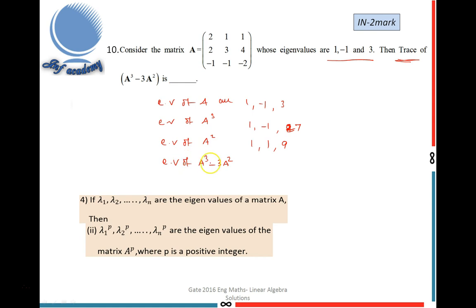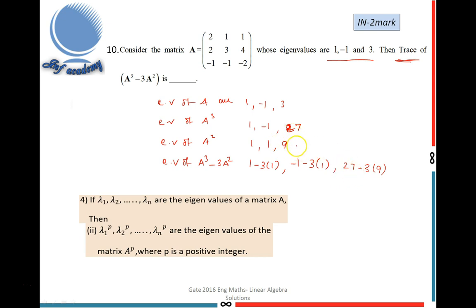So first I find the eigenvalues of the matrix A cube minus 3A square. What is that value? A cube is 1, minus 3A square value 1. Next one is minus 1, minus 3A square value 1. And A cube value is 27, minus 3 into 9.